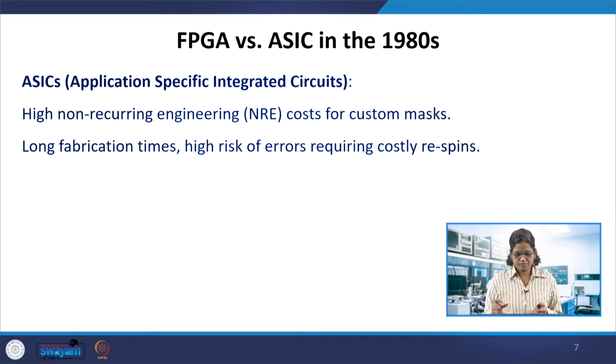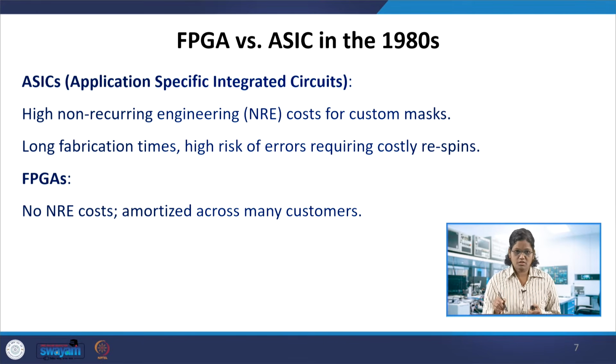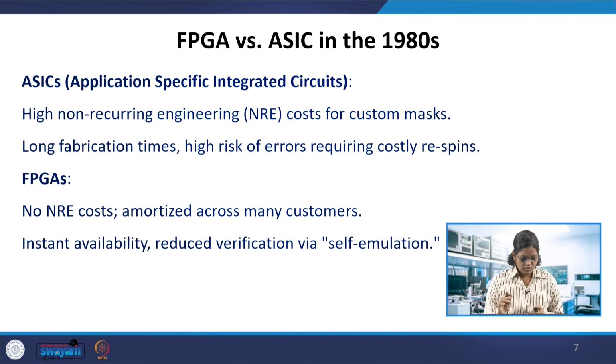So if we compare ASICs with FPGAs cost wise, NRE comes into the picture. Whereas in the case of FPGAs, there is no NRE cost, that is non-recurring engineering cost, and no custom mask cost is involved. Across all the customers, this is leveled out. FPGAs were instantly available compared to ASICs, and they had self emulation. The verification phase was very good for FPGAs.